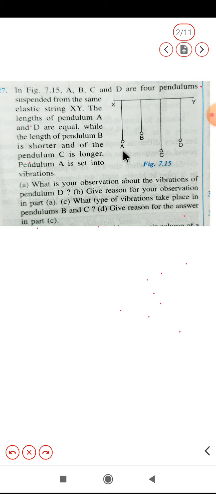As you can see here, A and D both have equal length, which means there will be resonance between A and D. What about B and C? B and C will also vibrate, but since their length is different, their natural frequency will be different compared to A. So, they will perform forced vibration.